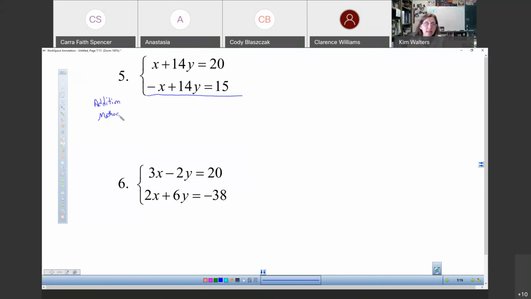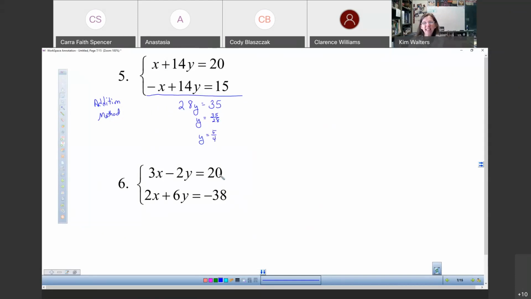And like I said, sometimes it's easier for one than it is the other. In this case, I add my x's together, I get 0 x's. I get 28y is equal to 35. Okay, divide both sides by 28. I get 35 divided by 28. And I get y is equal to 5/4.